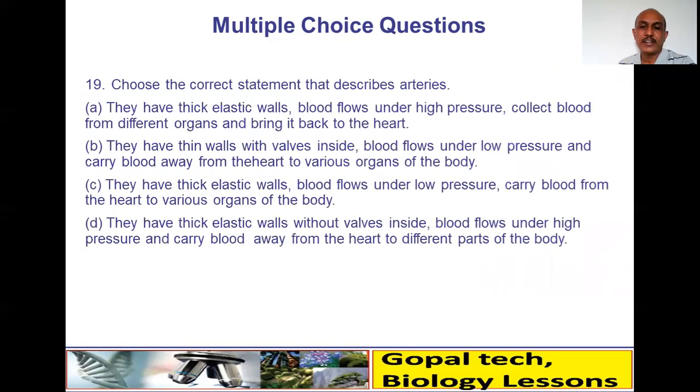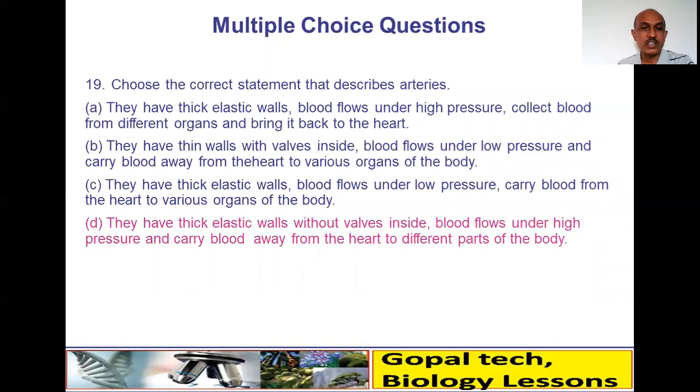Now question number 19. Choose the correct statement that describes the arteries. So the structure of arteries is given here. Read one by one very carefully by pausing the video. Then write the answer. Check the answer. Yes. So the correct answer is D.